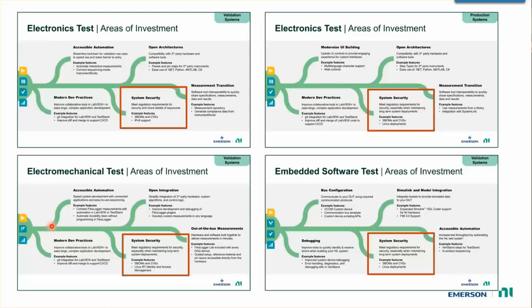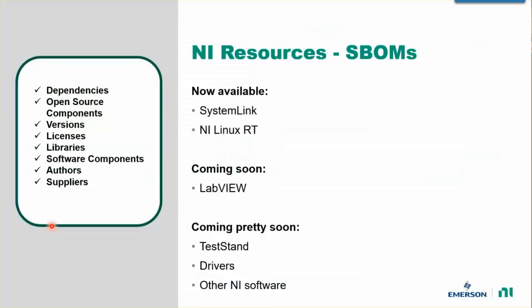So what are we doing to make our products more secure for customers that use them in these different spaces? And this is a really big topic of conversation among our R&D teams and leadership right now, is how are we going to respond to these changing requirements? So one of those main requirements is the SBOM. And so today, if you were to ask me, I can give you an SBOM today for our SystemLink product and for Linux RT, which runs on our cRIO and PXI real-time systems. Soon, we are releasing an SBOM for LabVIEW, and then right after that, we will be releasing SBOMs for most of the rest of our software. So we've been working really hard to do this.